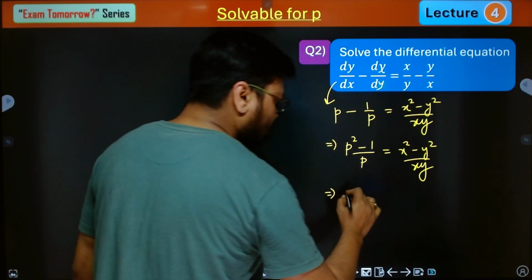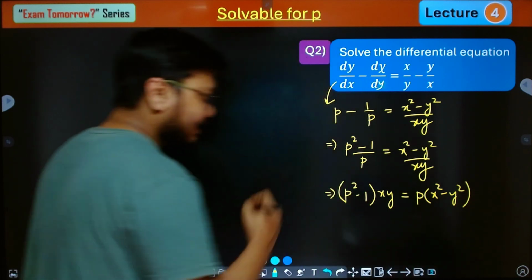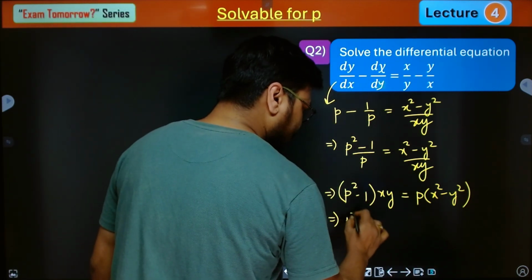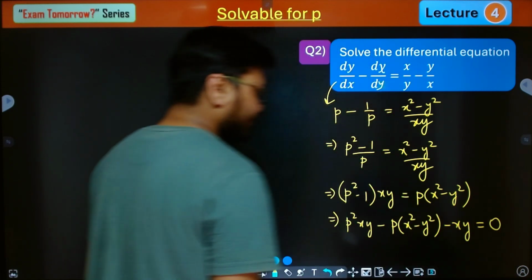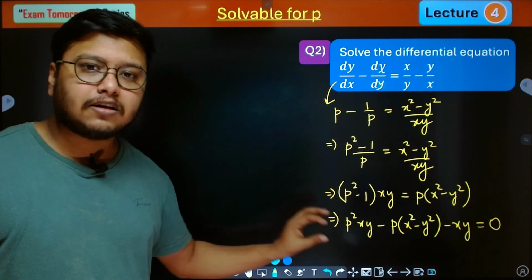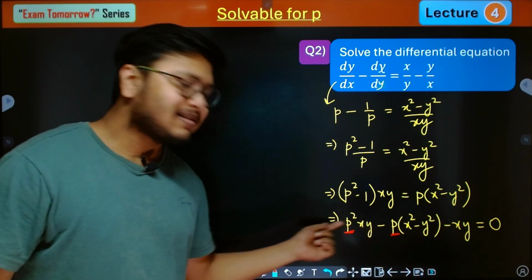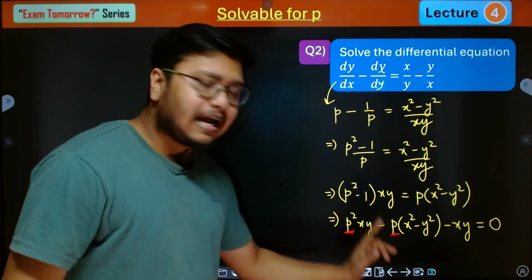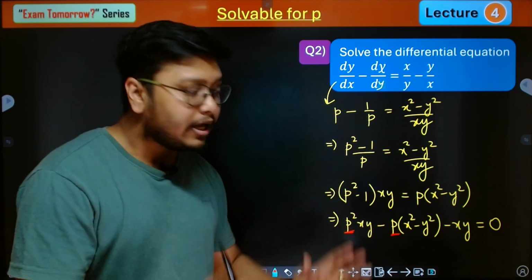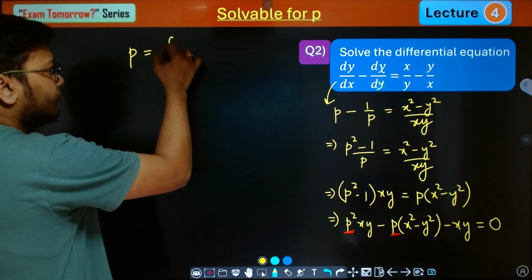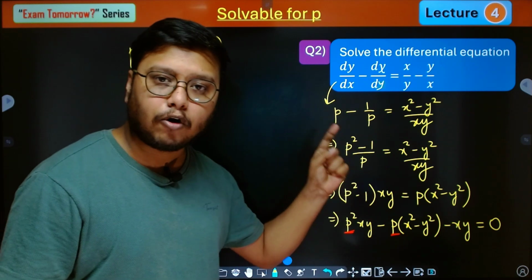So now if I multiply the p on both sides, I would get something like this. Then if I rearrange the terms, p square xy minus p times x square minus y square minus xy equals 0. So this is basically a quadratic equation in terms of p, right? P square, p, and there is no p term in the last term xy. So that means I can visualize this as a quadratic of p. If I do that, then either I can factorize this, or if I am unable to factorize, I can solve it using Sridharacharya method. In any case, I'll be able to write p as some function of x and y, right? The moment I'm able to do that, I'll understand that this differential equation is going to be solvable for p.